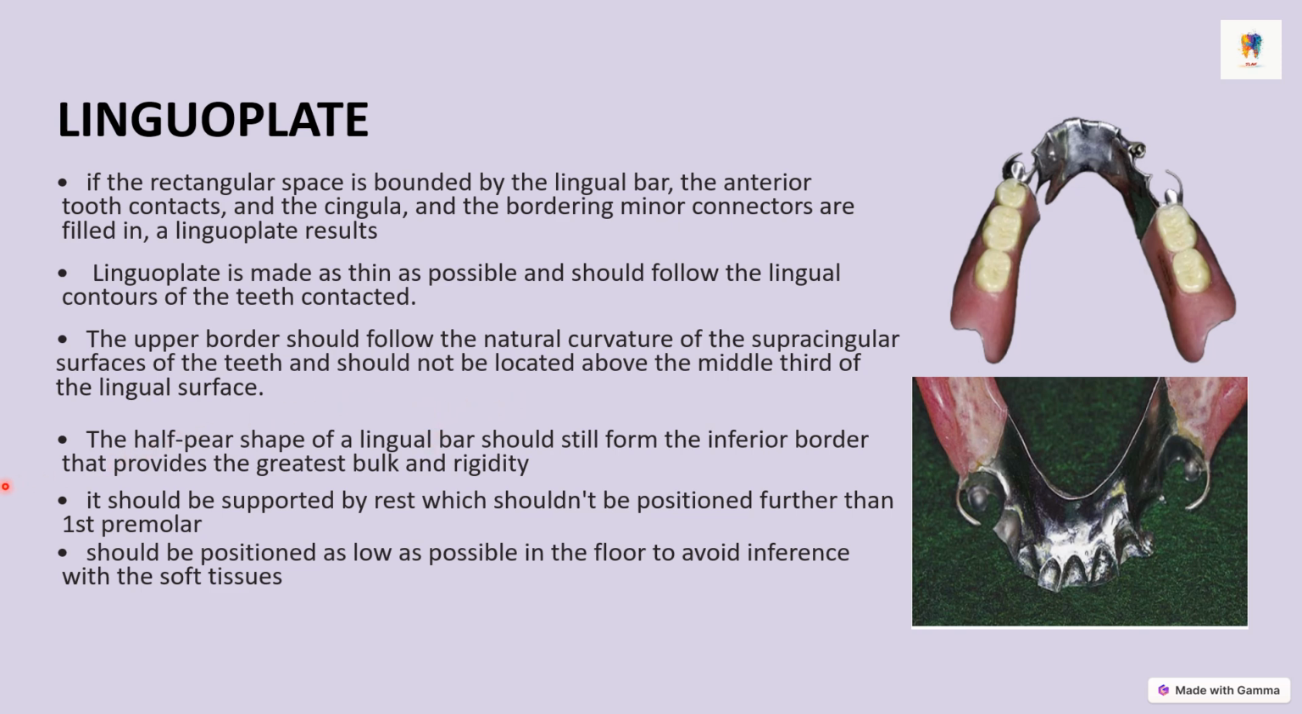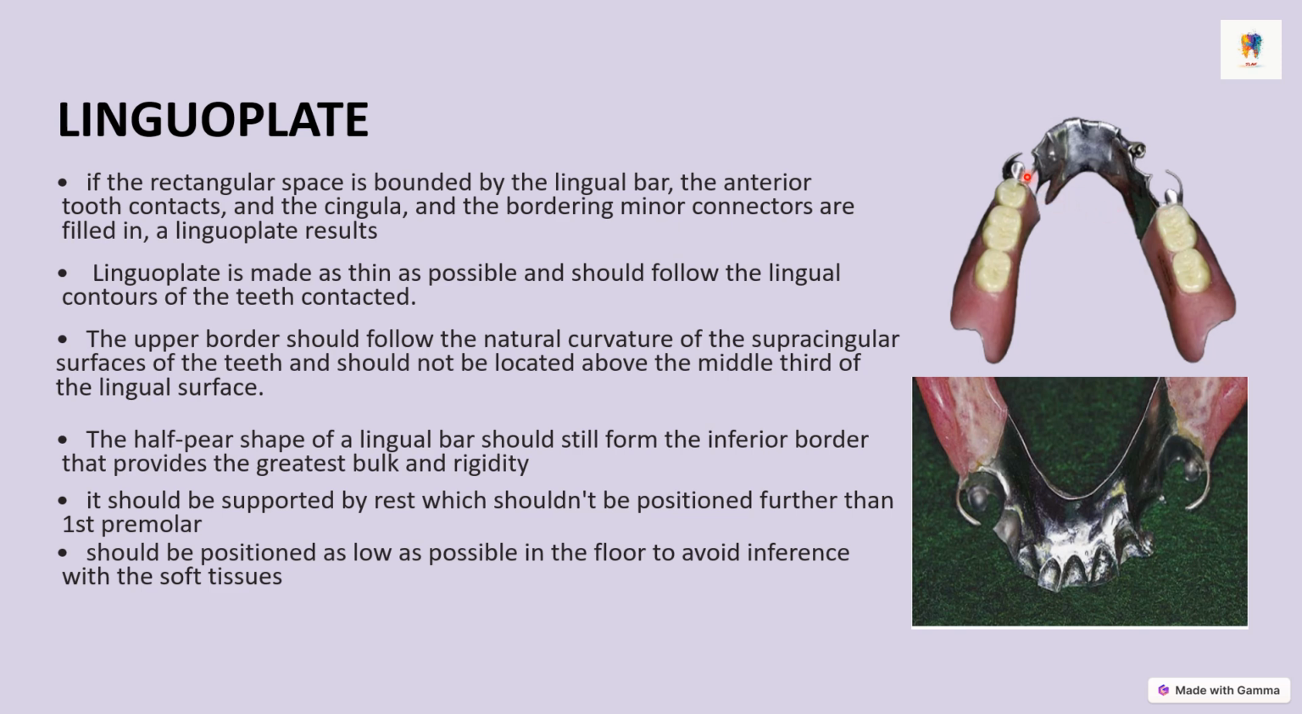The half pear shape of a lingual bar should still form the inferior border that provides the greatest bulk and rigidity. It should be supported by the rest, which shouldn't be positioned further than the first molar. This is your first molar, and here are your rest seats. Can you see this little thumb-like projection here? These thumb-like projections are your rest seats. They go and rest on the occlusal surface of the tooth.